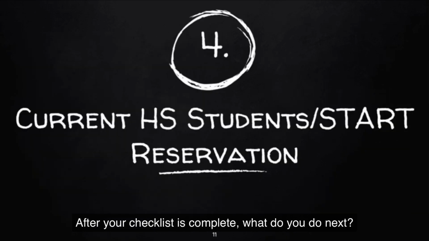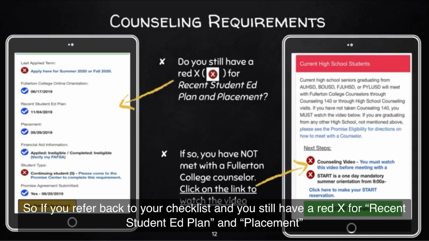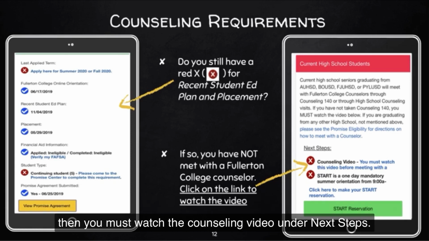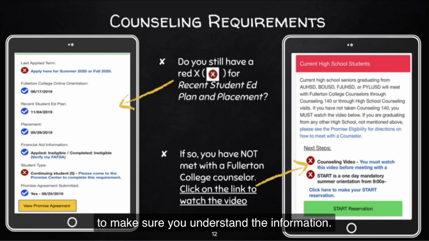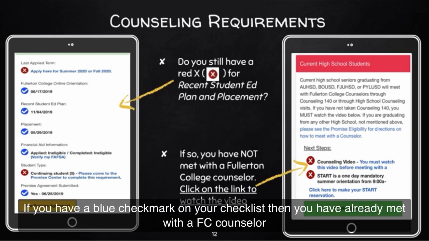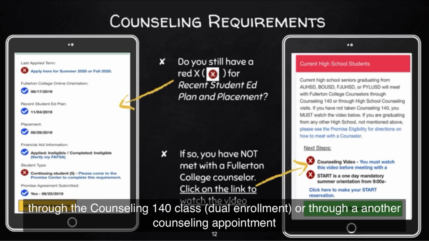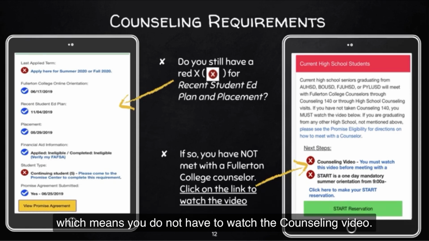After your checklist is complete, what do you do next? If you refer back to your checklist and you still have a red X for recent student ed plan and placement, then you must watch the counseling video under Next Steps. At the end of the video, you will need to answer a few questions to make sure you understand the information. If you have a blue check mark on your checklist, then you have already met with an FC counselor through the Counseling 140 class dual enrollment, or through another counseling appointment, which means you do not have to watch the counseling video.